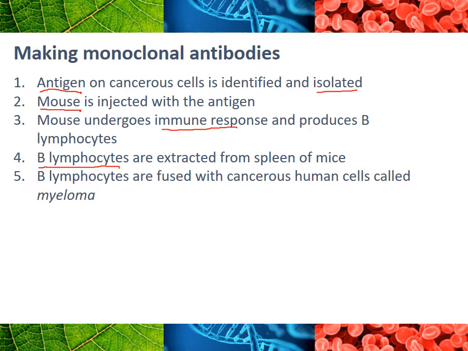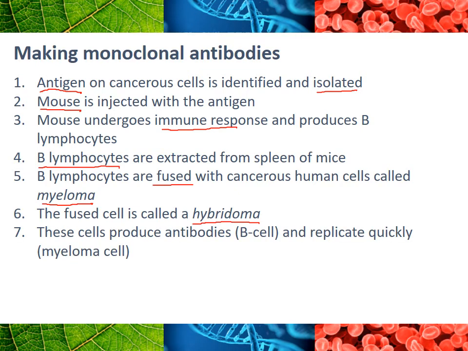and those B cells are now fused with another type of cell, which is a type of cancerous human cell called a myeloma. Okay, so remember at the start I said that we're cloning a modified B cell. This is the modification. We've got these B cells that have been made by the mouse, and then they're extracted, and in a lab that is fused with a cancerous cell. And that fused cell becomes known as a hybridoma. Okay, so the B cell plus the myeloma equals a hybridoma.